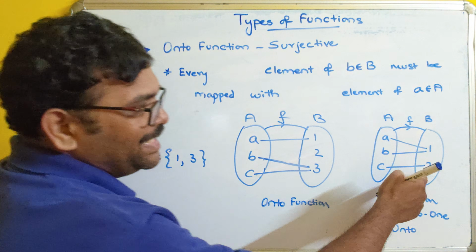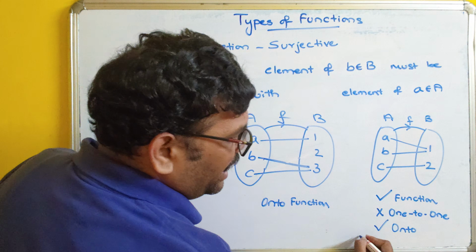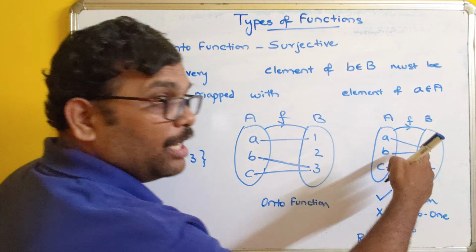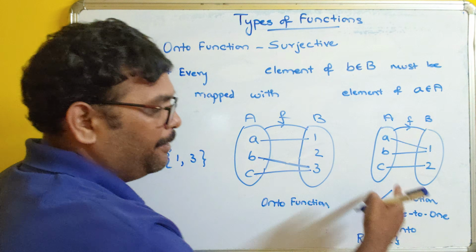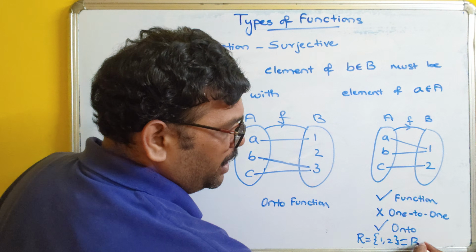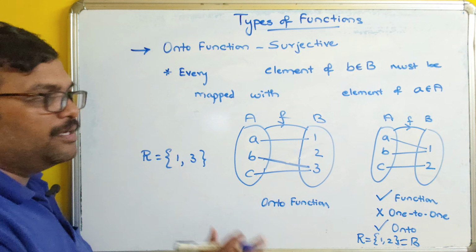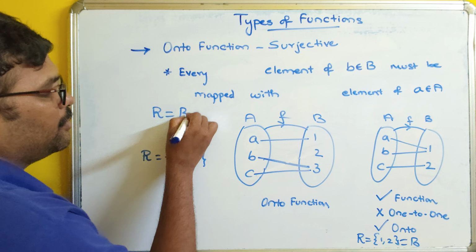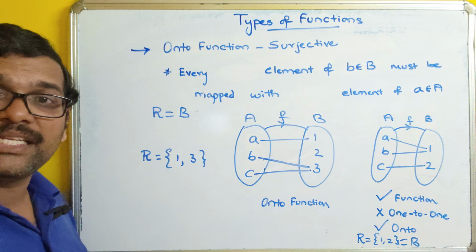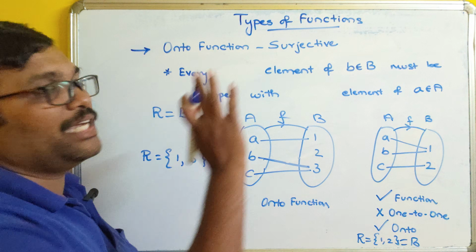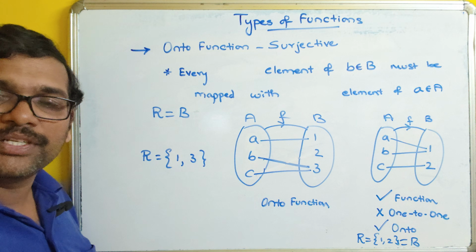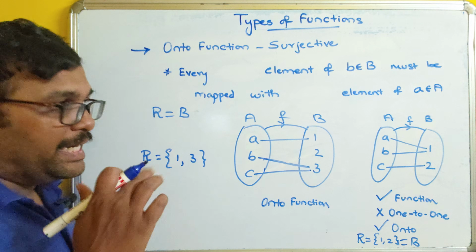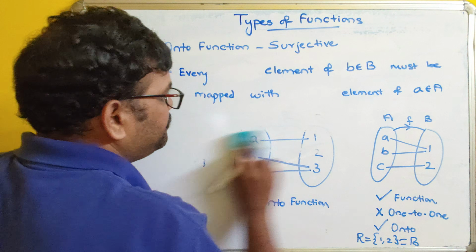So now for this example, what is the range of the function? Range is nothing but 1 comma 2, because all the elements of B are mapped to A. That means it is nothing but B. The set B will be the range. So whenever the set B will be the range, then automatically we can say it is an onto function or a surjective function. Hope you understood. Right? Next, coming to the next one.